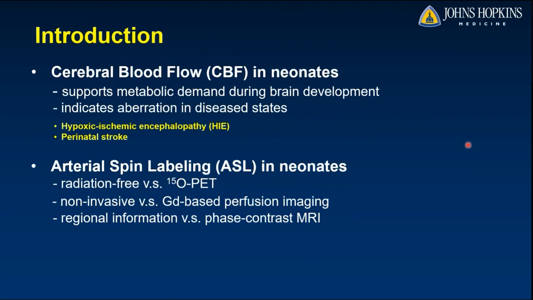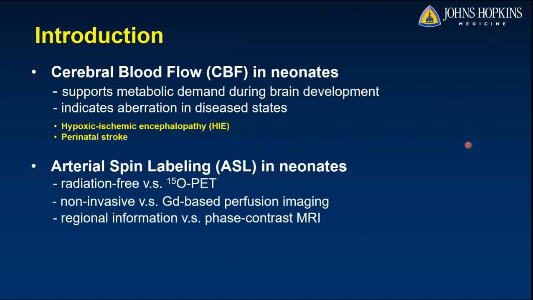So I would like to start with briefly introducing cerebral blood flow. CBF refers to the amount of blood supplied to unit brain tissue. It plays a crucial role in supporting the metabolic demand during the rapid brain development of neonates. A disruption of CBF can often indicate aberrations in disease states. For example, hypoxic ischemic encephalopathy is often associated with an upregulated CBF, while patients with perinatal stroke often receive insufficient perfusion. There are many ways to measure CBF, including arterial spin labeling MRI, oxygen-15 PET, gadolinium-based perfusion imaging, as well as phase contrast MRI.